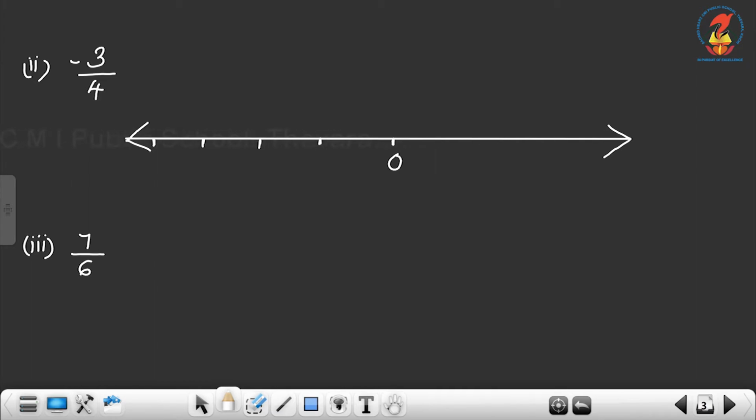Okay. Then the part of the line is divided into 4 equal parts. So the first part will represent negative 1 by 4 because it is to the left of 0. Next one, negative 2 by 4, negative 3 by 4. And the next point is negative 4 by 4. So what is negative 4 by 4? Negative 4 by 4 means it is a negative 1.